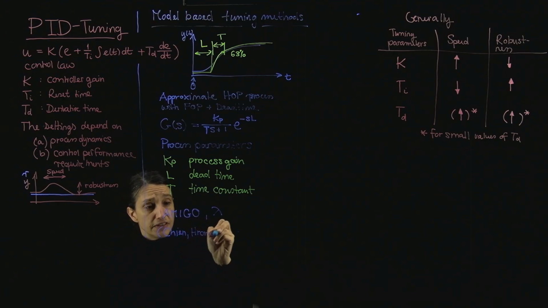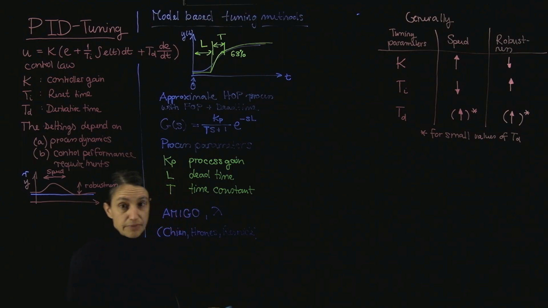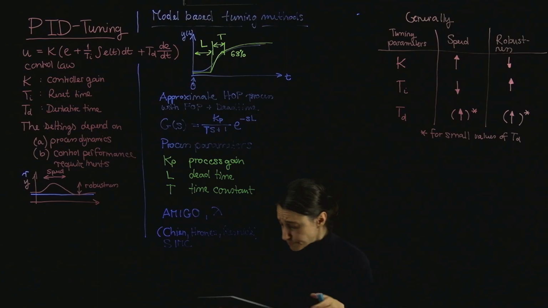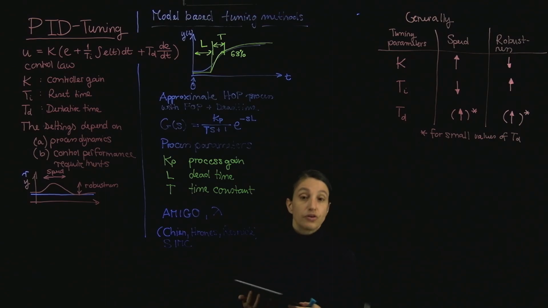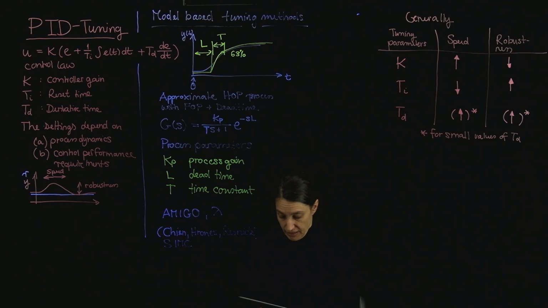It's from the 1950s. It's popular in very many areas. Some claim it's less superior, but it's still being used. And another one is called SimC. This is a very recent method by a Norwegian process control engineer called Sigurd Skogestad. And there are many others that you may want to choose. So I am going to give you AMIGO and Lambda because I do think they are very good.